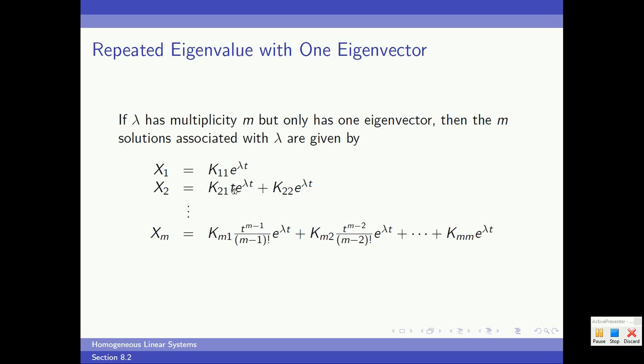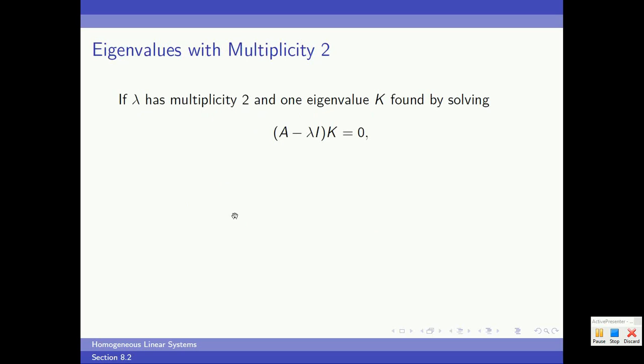So instead of t, the next one is going to be t squared over 2 factorial plus t e to the lambda t plus e to the lambda t. Then t cubed over 3 factorial e to the lambda t plus t squared over 2 factorial e to the lambda t plus t e to the lambda t plus e to the lambda t. So you're going to have this form. And you go for however many m's you have multiplicity for. Okay, so let's look at this.